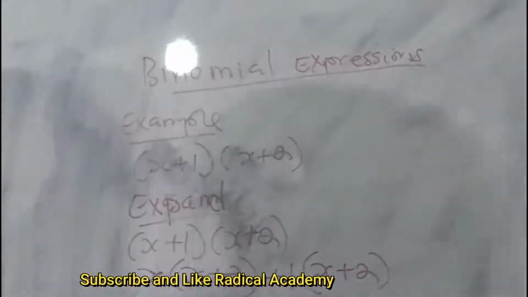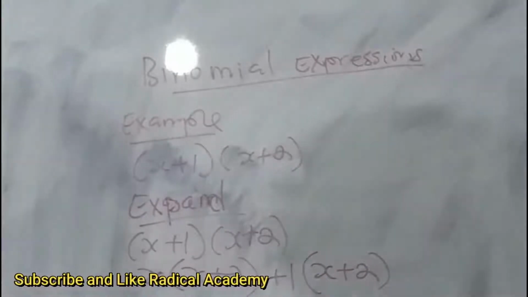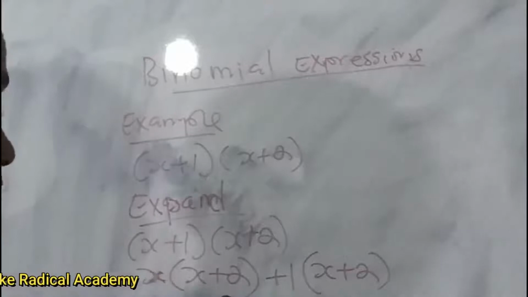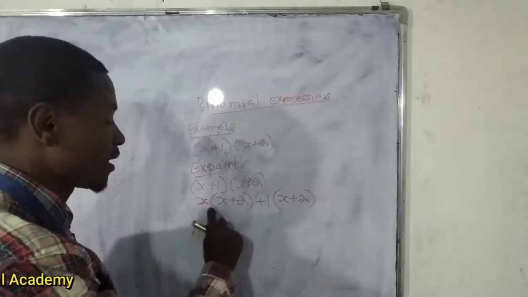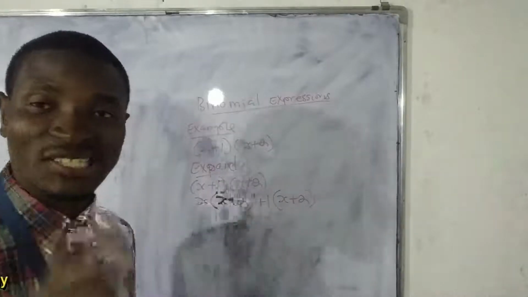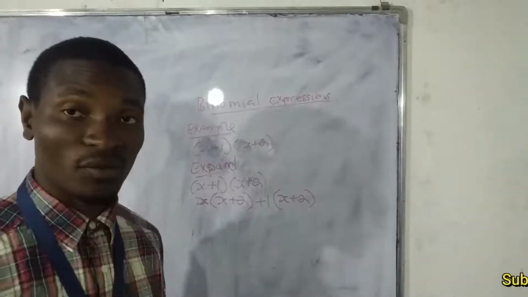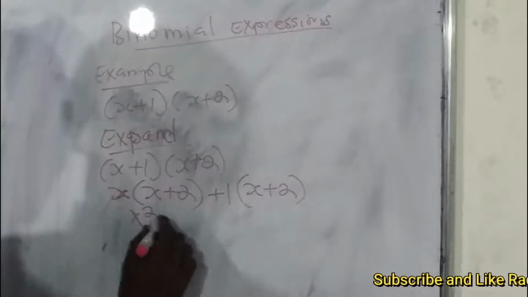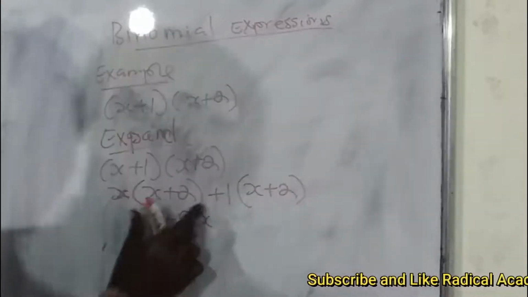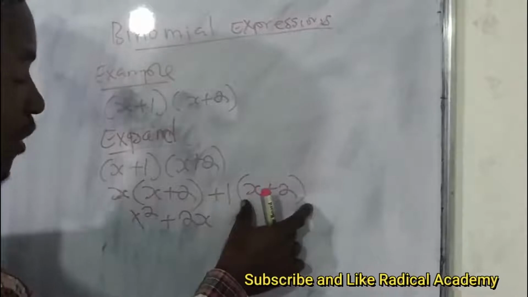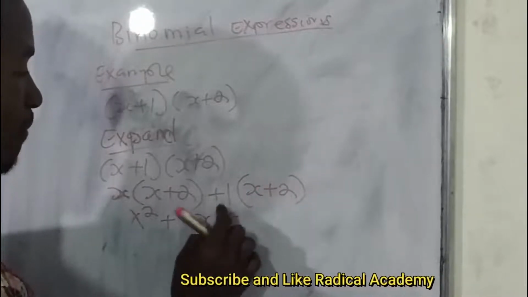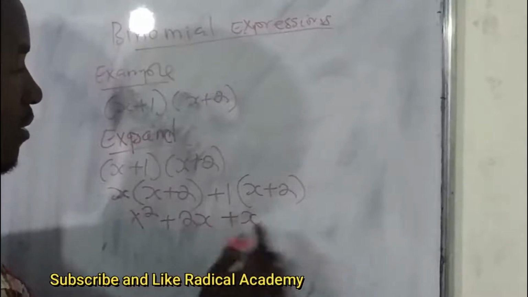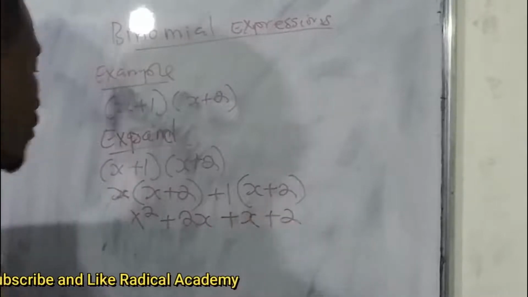What remains is to start expanding the brackets. Each value of x should multiply each and every single entity in that bracket. So x by this is going to be x squared plus 2x. I'm done with this bracket. Now I'm moving over to the next bracket. It's going to be positive 1 times x, which just gives me x, and then plus 2.